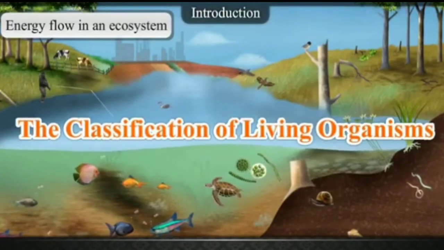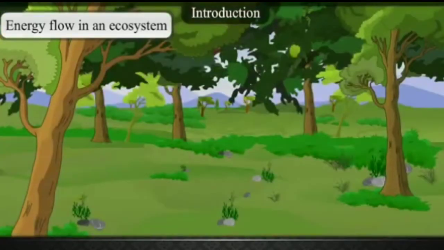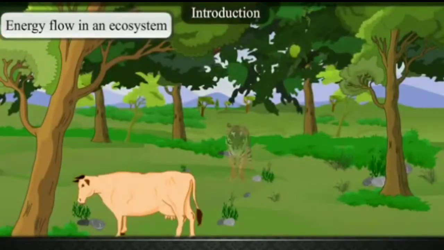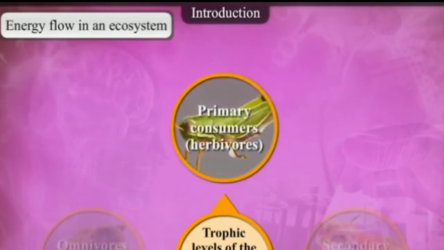Now let's learn energy flow in an ecosystem. We have already learned the classification of living organisms according to the mode of nutrition into producers, consumers, saprophytes, and decomposers. Trophic levels of ecosystem. Let's learn about the trophic levels of an ecosystem.